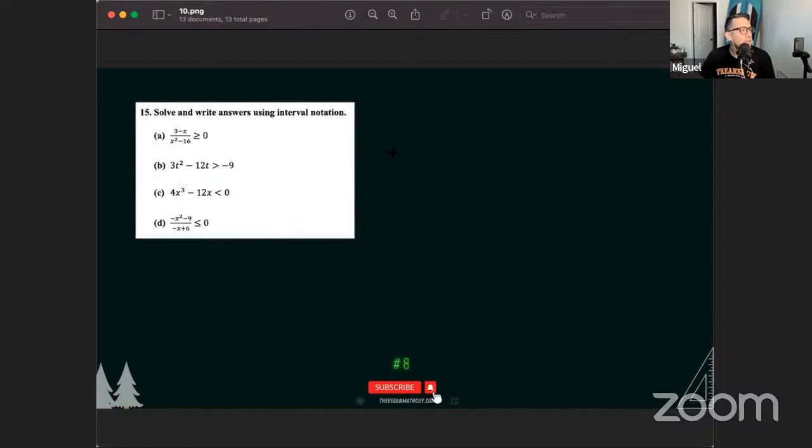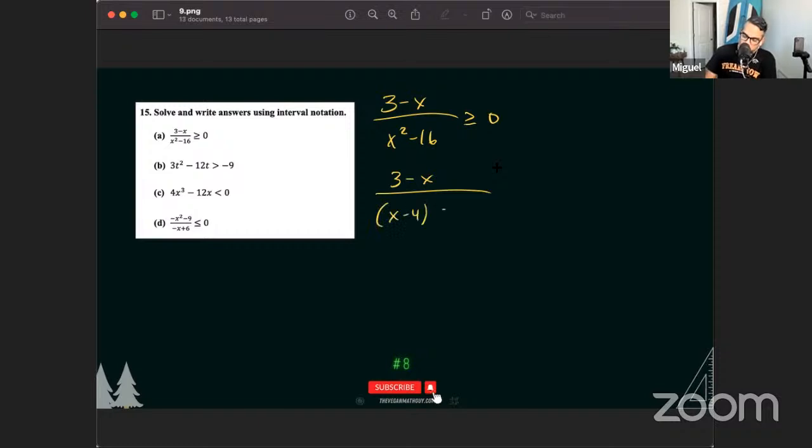Okay, so now we have these inequalities. How many more problems do we have? Ooh, okay. So this next one, because these are number lines, these are inequalities, the first thing that we want to do, so let's work with A. We have the fraction (3 minus x) over (x squared minus 16) is greater than or equal to 0. A few things we want to do. One, we got to find some discontinuities. So we want to find when the bottom is equal to 0.